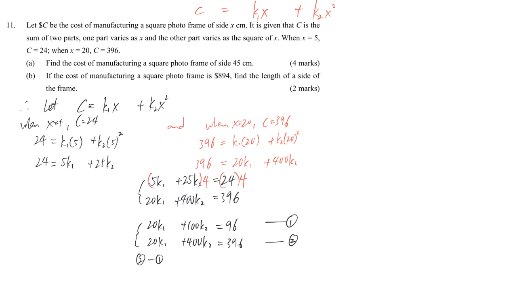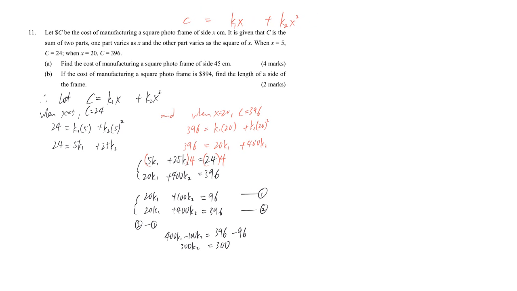20k1 minus 20k1 becomes 0, you don't need to write. 400k2 minus 100k2 is equal to 396 minus 96. Make sure you don't mix up the order. You use this one minus this, then it should be this one minus this also. 300k2 is equal to 300. So it's quite obvious that k2 is equal to 1.